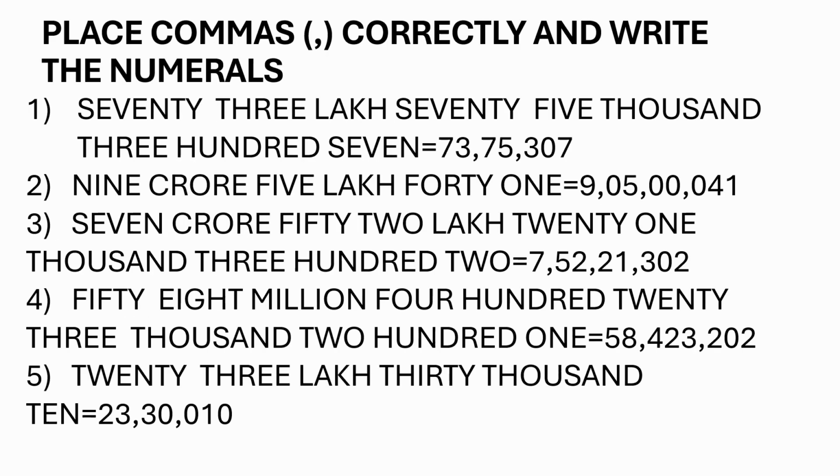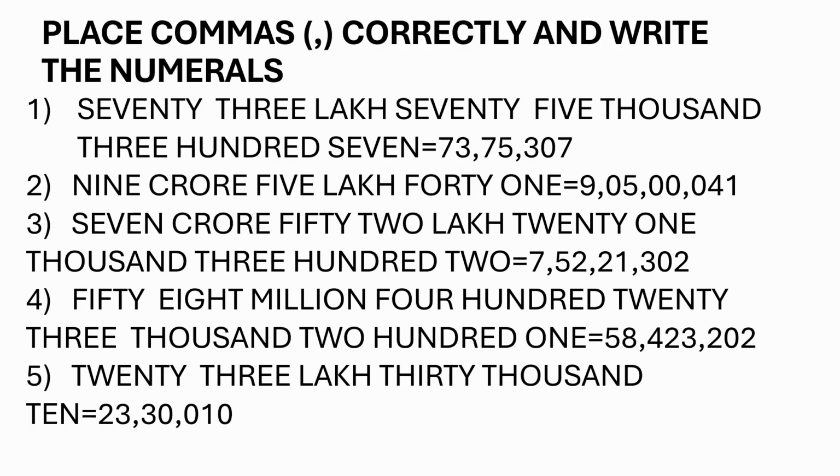Place commas correctly and write the numerals. 73,75,307. After 73 put a comma, after 75 put a comma, then 307. So we read it 73,75,307.